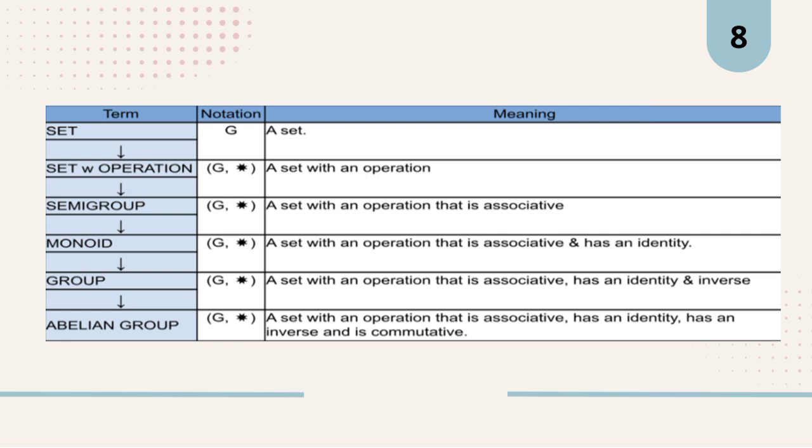The notation here is also (G, *) and that means a set with an operation that is associative and has an identity. Next term is group. The notation here is also (G, *) and that means a set with an operation that is associative, has an identity, and has an inverse. Next is the abelian group. The notation here is also (G, *) and that means a set with an operation that is associative, has an identity, has an inverse, and is commutative.